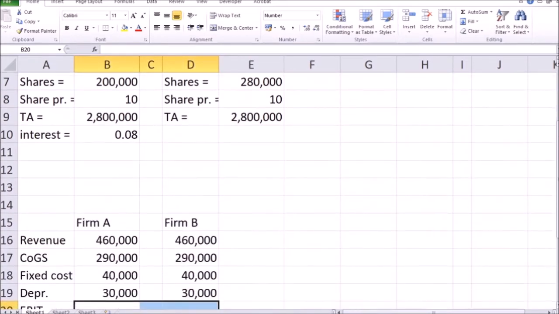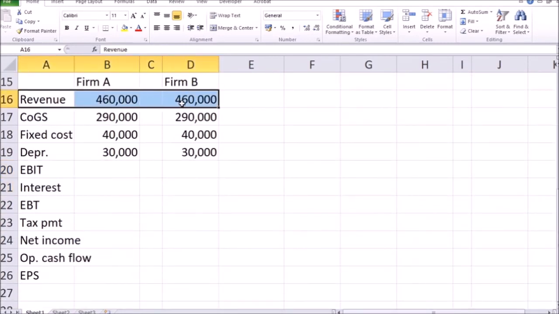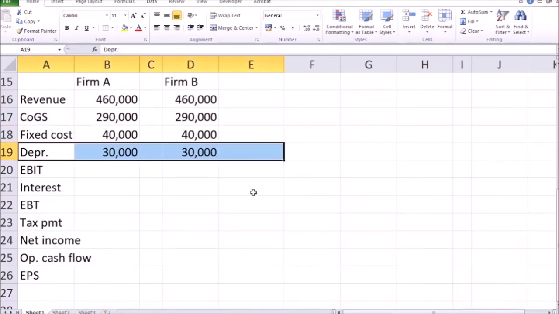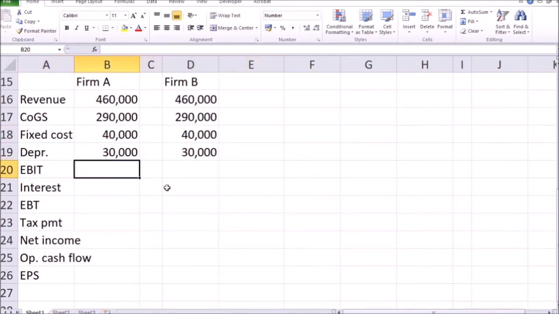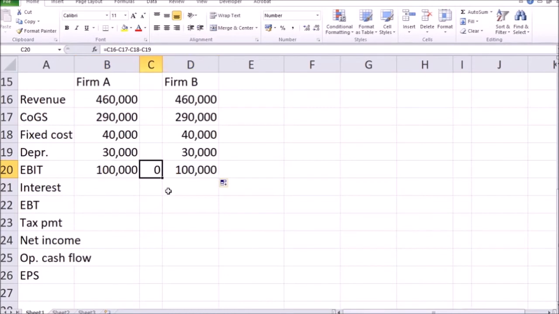So let's have a look at the income statements for both of the firms. Revenue, the same at 460,000, cost of goods sold at 290,000, fixed costs at 40,000, and let's say the same depreciation, $30,000. Which actually brings us to the same value of earnings before interest and tax for both of the firms, which is of course the difference between revenue and all the other costs mentioned above. Copy this and we get 100,000 in EBIT for both firms.